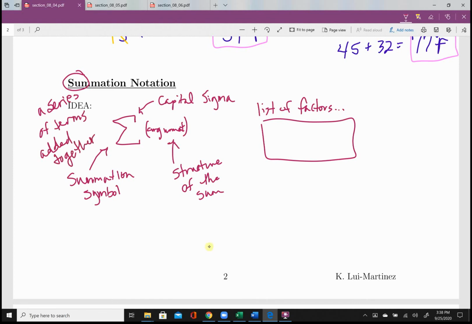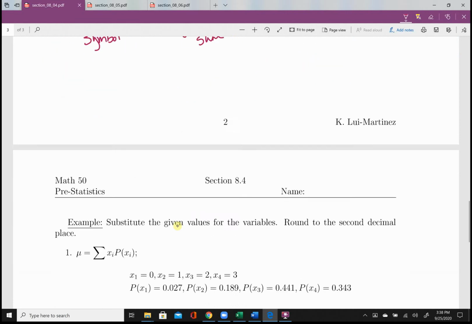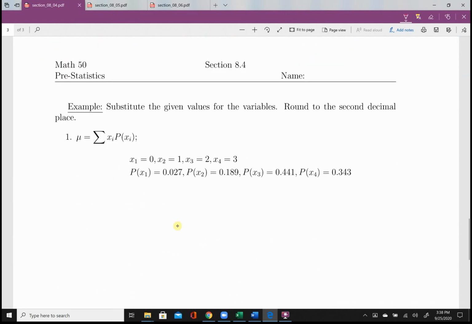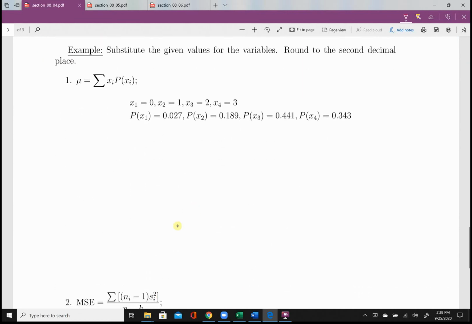Now it's a little bit strange for me to just describe what's going on here ever so qualitatively. So let's just dive into a couple of examples in which we find the sum of a particular scenario here. So here we have mu being defined as some summation of a series of terms of the structure x sub i, p of x sub i, that is, okay?